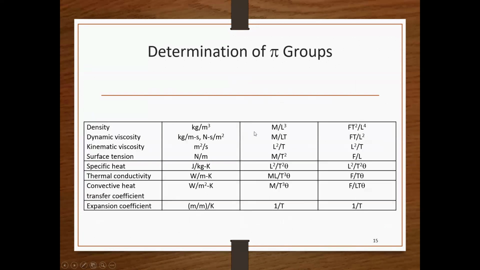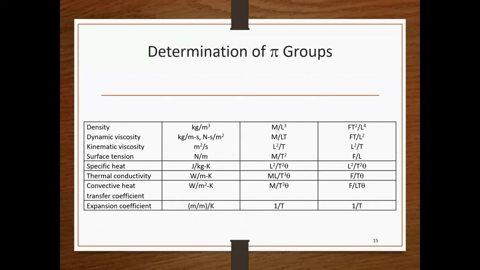Density, kilogram per cubic meter, is M over L cubed, or FT squared over L to the fourth. Dynamic viscosity, kilogram per meter second or Newton second per meter squared, is M over LT, or on the other side FT over L squared. Kinematic viscosity, square meter per second, is L squared over T in both. Surface tension, Newton per meter, is M over T squared, or F over L. Specific heat, joule per kilogram Kelvin, is L squared over T squared theta in both.